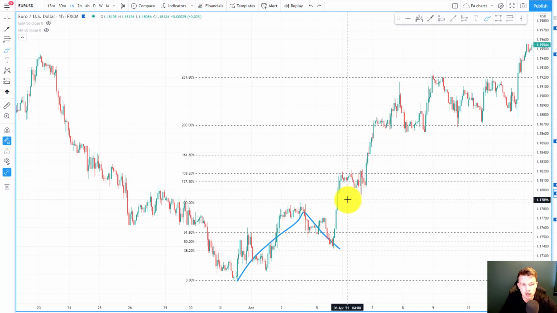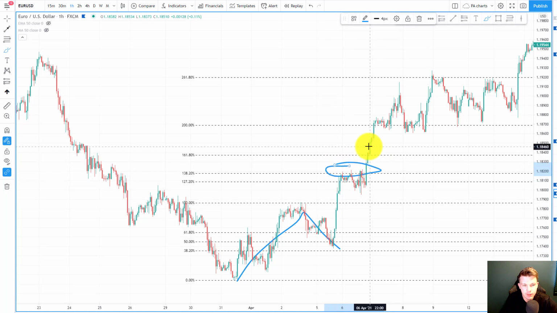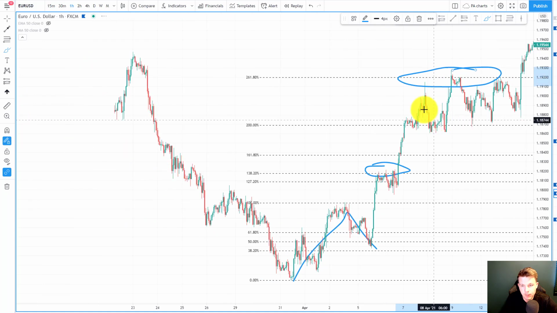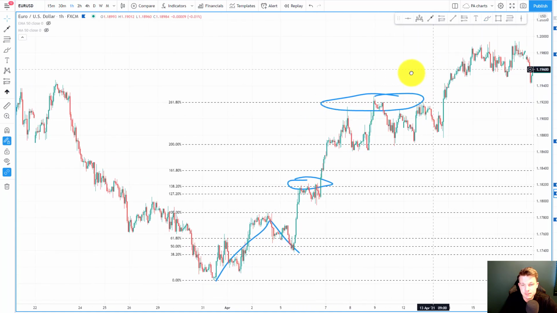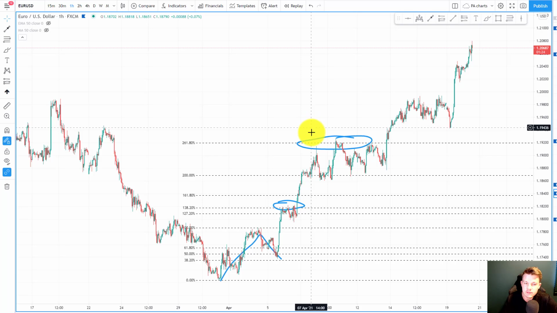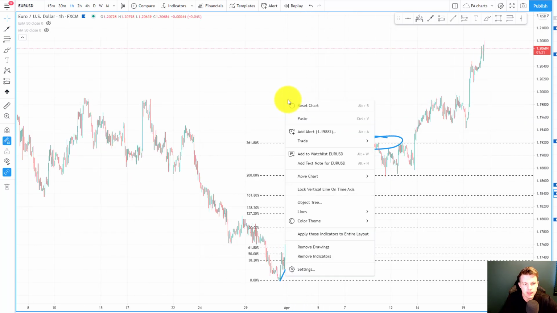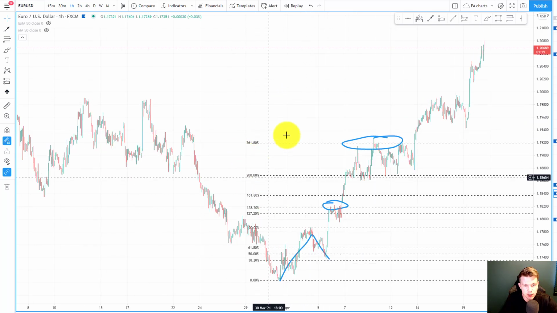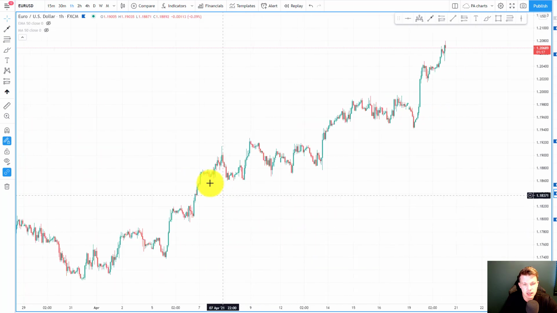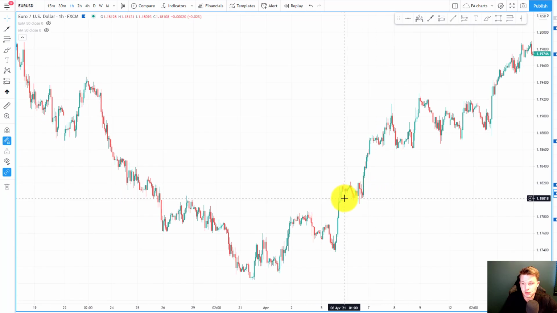So yeah, that's up to you, but you can see we have a perfect reaction at the 138.2, then we brush through the 161, and eventually here is where the market makes a little bit of a bigger pause, but eventually kept going. But this is obviously not as common, and 261s and 200s, they are usually not recommended to use as targets. That would be a little bit too aggressive.